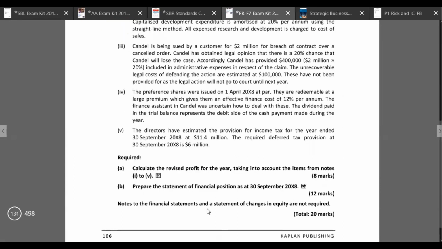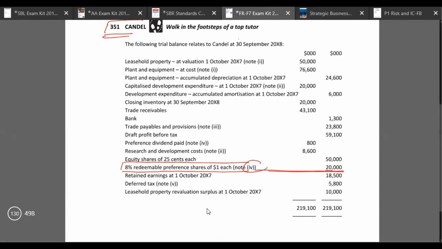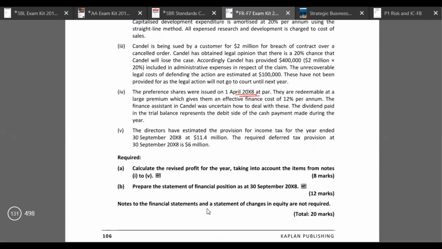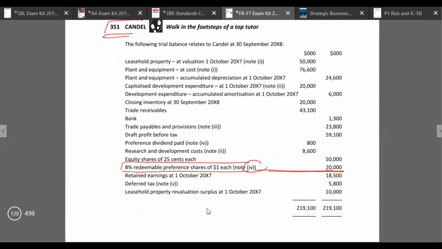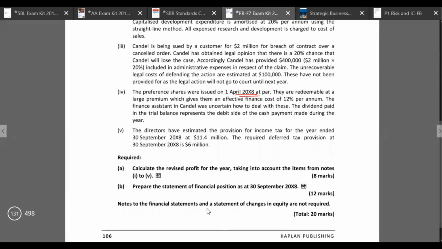They say the preference shares were issued on 1st April 20x8 at par. Now, the year end is 30th September 20x8 and it was issued on 1st April. So April, May, June, July, August, September. How many months are these? These are 6 months, 1st April to 30th September. They are redeemable at a large premium, which gives them an effective finance cost of 12%.